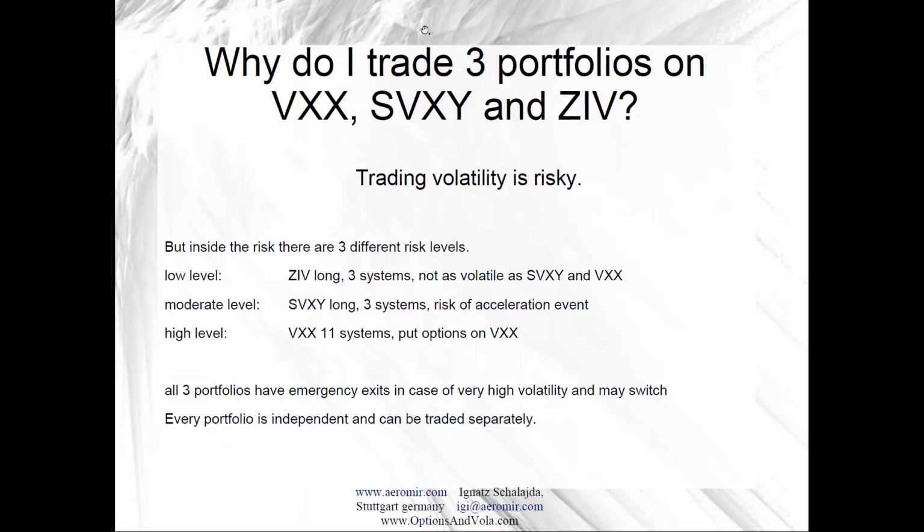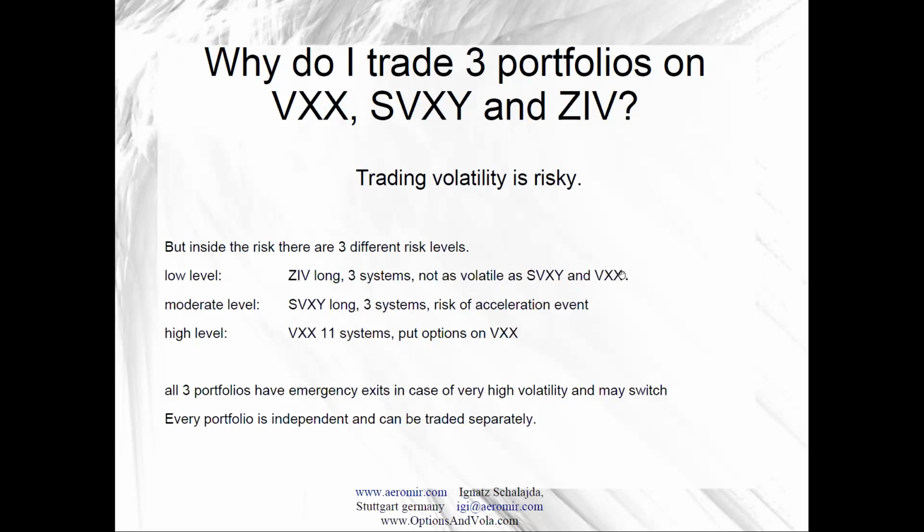So why do I trade 3 portfolios on the VXX, SVXY, and TIF? Again, trading volatility is risky, or you might say very risky. But inside the risk, there are 3 different risk levels, as I explained before. Low level is, of course, the TIF, which is the mid-term volatility basket. I only trade TIF long, 3 systems, and it's not as volatile as SVXY and VXX.